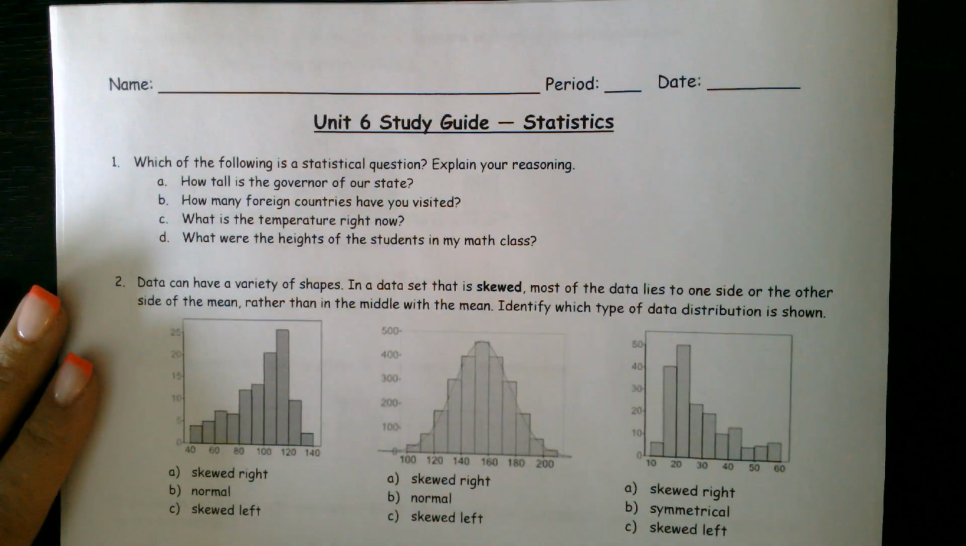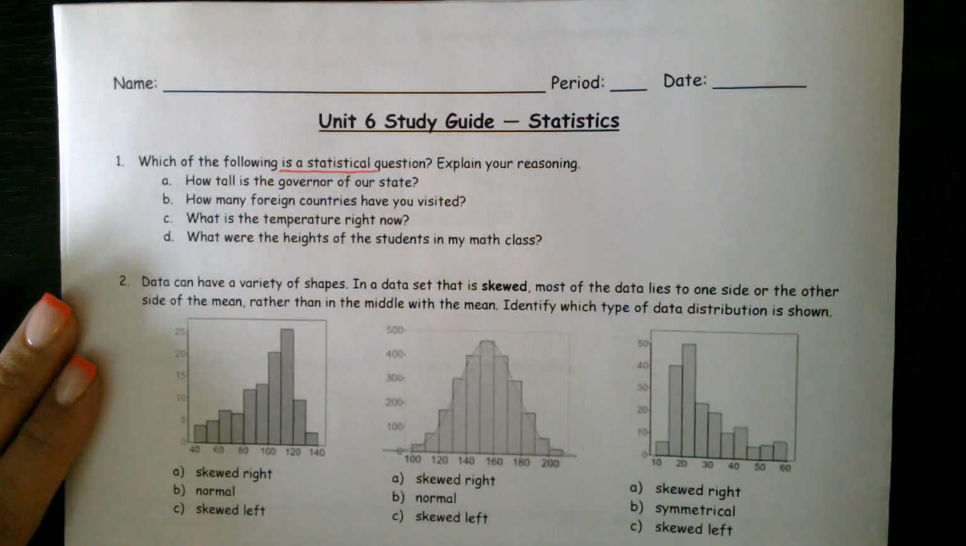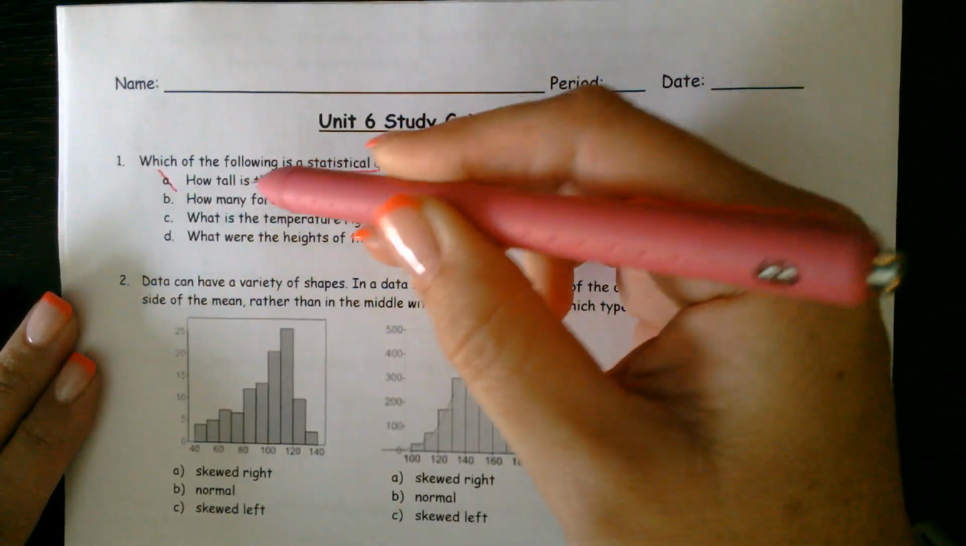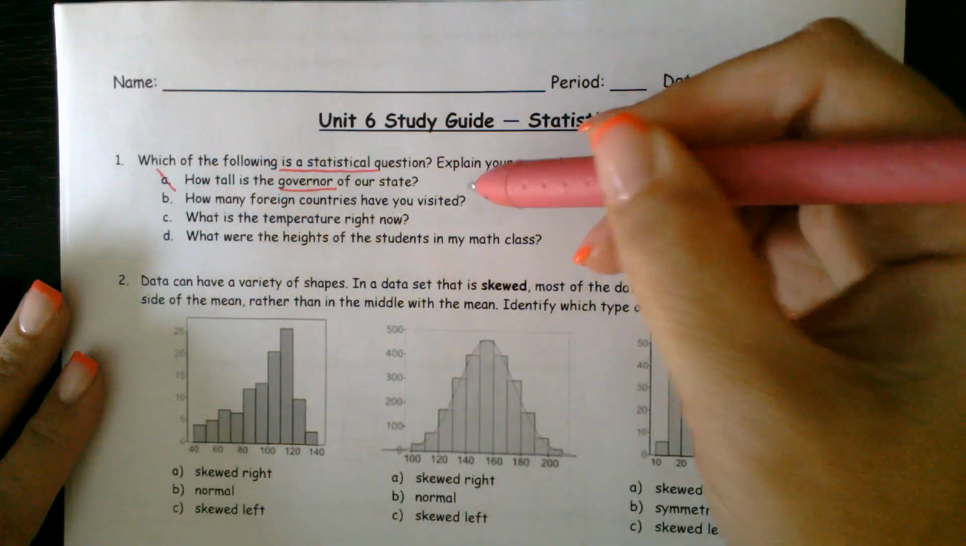We learned about statistical questions. Remember, statistical questions have to have lots of answers. You have to generate lots of answers. Which of the following is a statistical question? How tall is the governor of our state? Well, if we ask that, we only have one governor. It's going to give us one answer. How many foreign countries have you visited? If you ask me how many countries I've visited, I'm going to tell you one number.